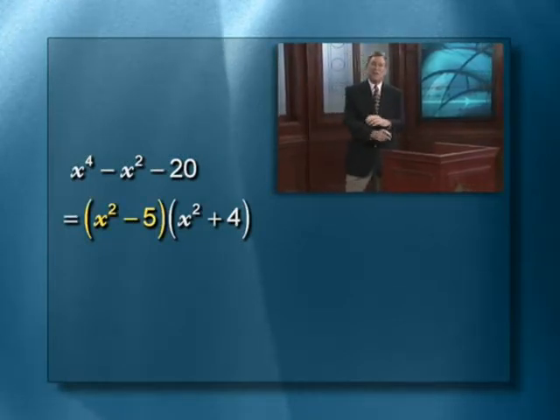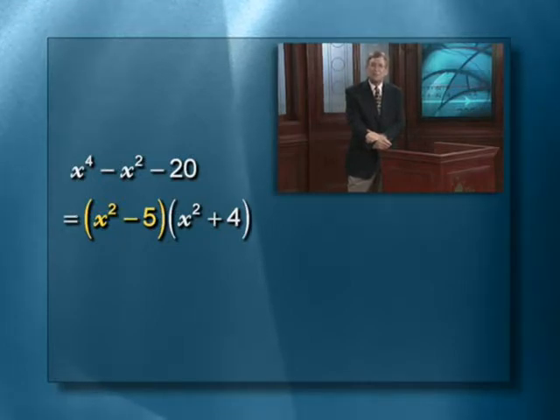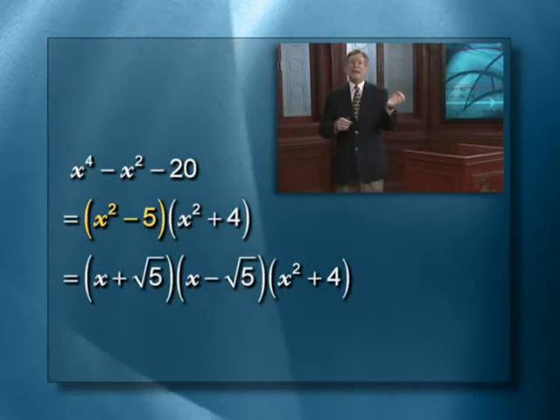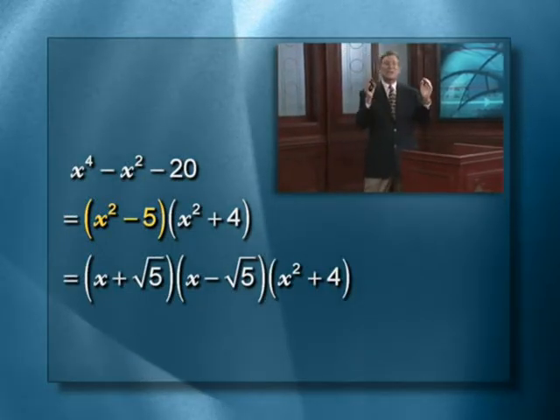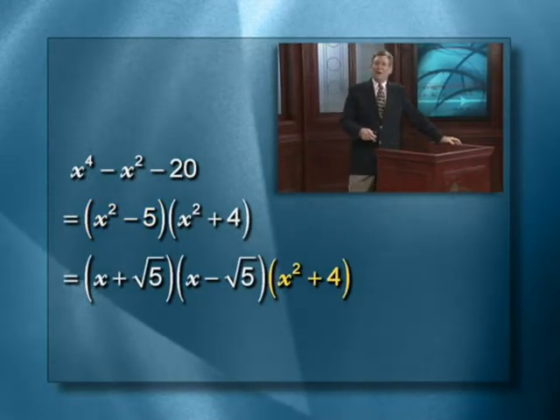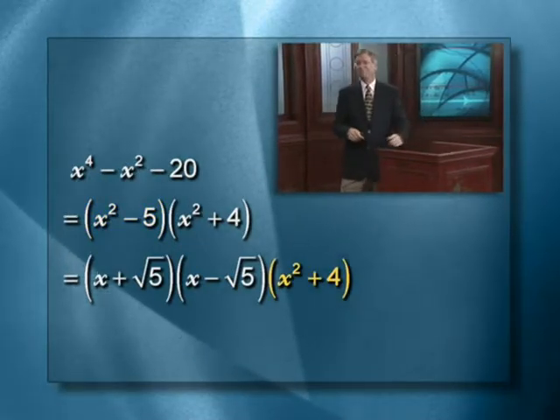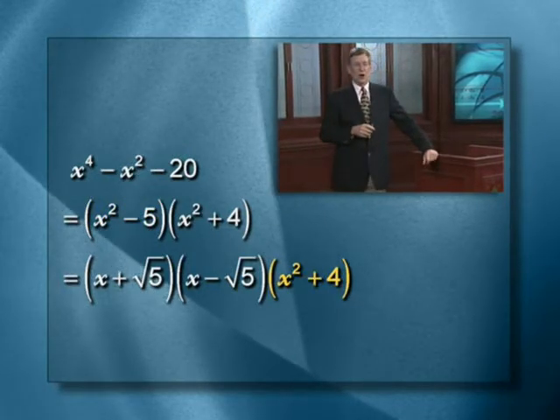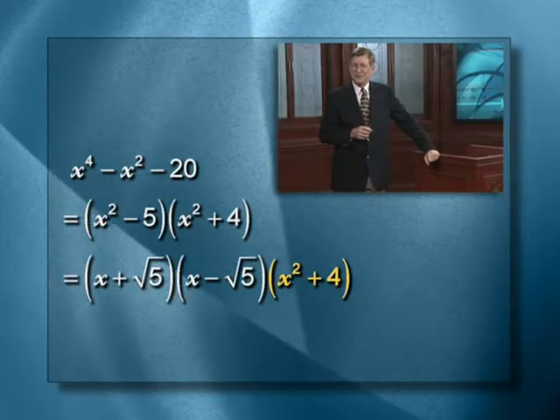Well, what about x squared minus 5? Does it factor? Yeah, if you're allowed to use radicals, it factors into (x plus square root of 5) times (x minus square root of 5). So I've taken care of that first quadratic term. What about x squared plus 4? Now I need complex numbers, don't I? The roots to that are 2i and minus 2i.